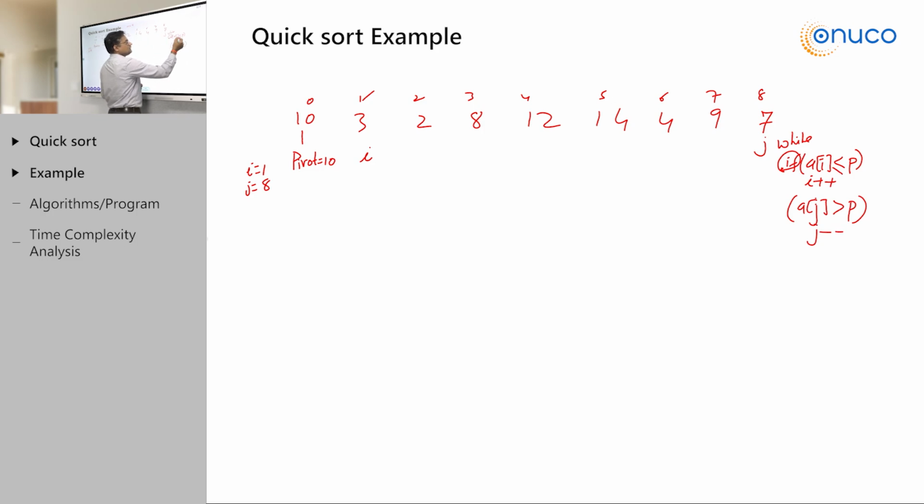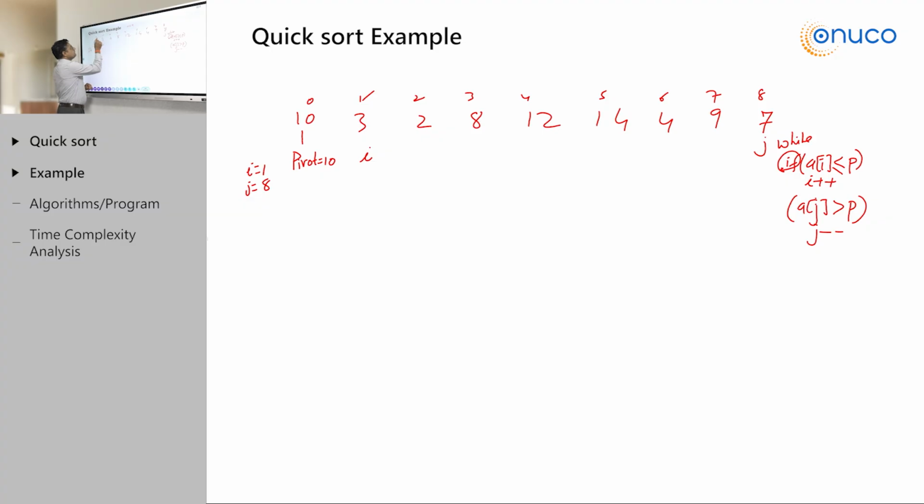Here, if A of i is less than or equal to the pivot element, i will increase. For j, if A of j is greater than the pivot element, in that case, j will decrease. Is it clear now? Okay. So let us see that.